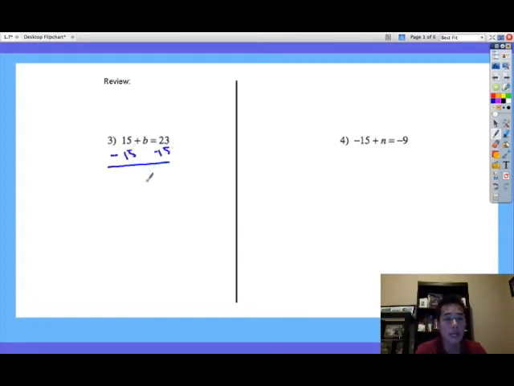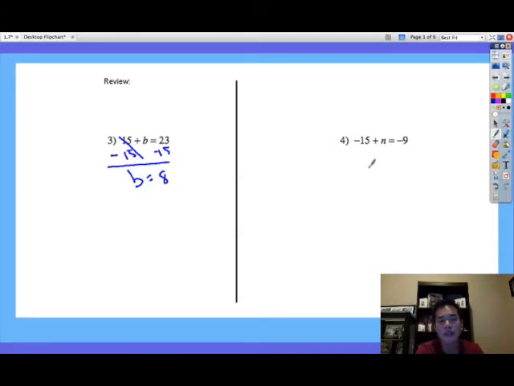Some of you choose to add negative 15. That's exactly the same. Here, this cancels out, and what's left is b. b is equal to, well, now we just have 23 minus 15. That is equal to 8. So my final answer is b is equal to 8. Again, you're doing the inverse operation.